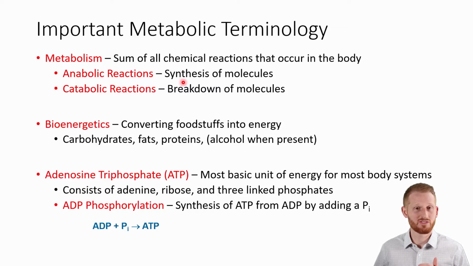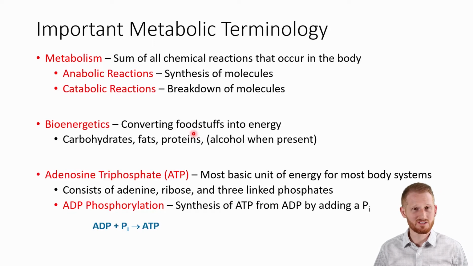Anabolic reactions are the ones that synthesize or make a molecule, so basically bringing two or more molecules together into a single molecule. That would be anabolic, whereas catabolic reactions would be taking a single molecule and breaking it down into more molecules, so smaller, simpler molecules. And then the term bioenergetics, which is really what we're trying to get after in this chapter set, is actually what most people mean when they say metabolism. So they mean the conversion of foodstuffs into energy that the body can then use for different processes like movements and exercise and lots of other things.